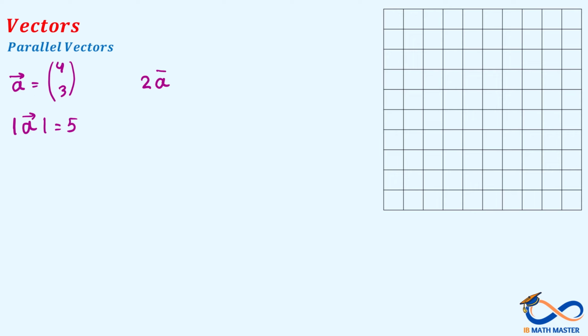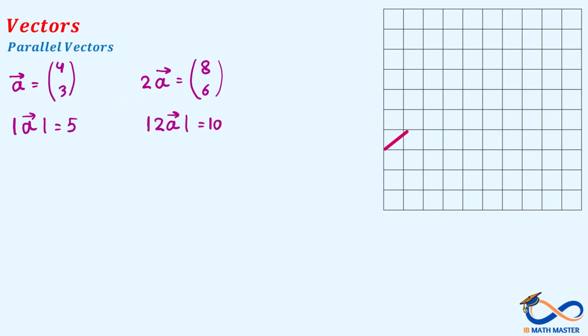2. Here, when we multiply vector A by 2, then we multiply these by 2, so we have 8 and 6. If we also calculate the magnitude of this vector 2A, then we will get 10 by using the same magnitude formula. So notice that since we multiplied vector A by 2, even the magnitude got multiplied by the same number 2. And more importantly, these two vectors are parallel.